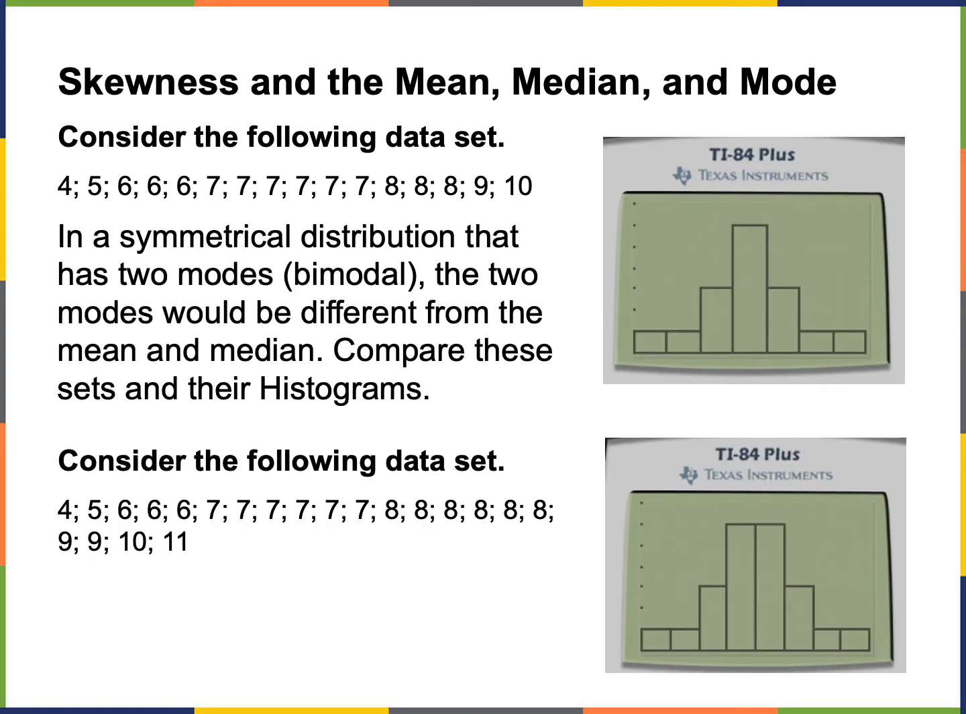Here's an example of that. Here we have our symmetrical distribution with one mode, but look at this example here. This data set has the same amount of 7s as it does 8s. So you have 6 7s and 6 8s. So this is a bimodal distribution, right? Because you have two modes, and it would look something like this.